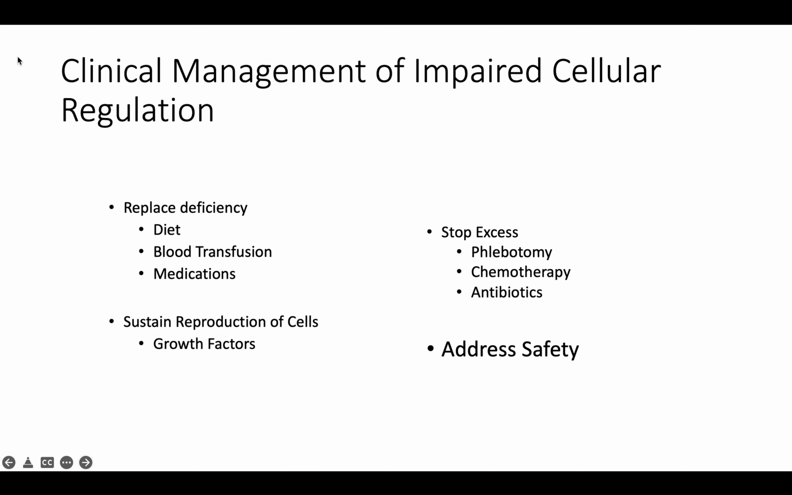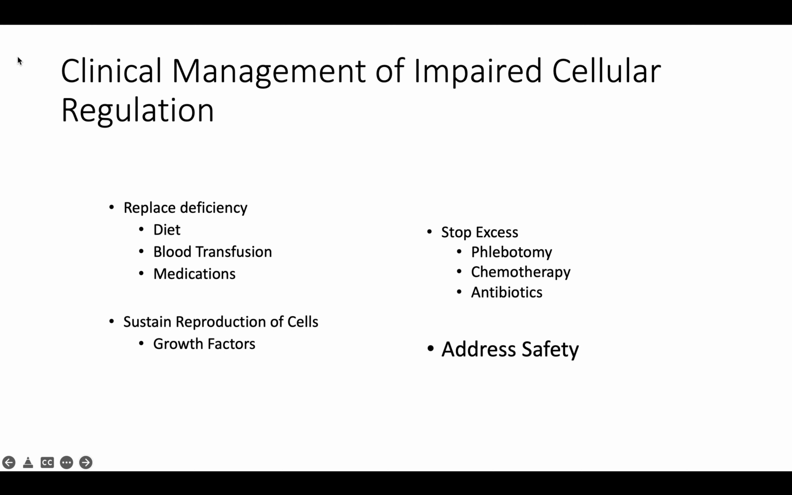Okay. So the first thing we want to do is replace the deficiency, either through diets, medications, or a blood transfusion. Okay. When we are giving a blood transfusion, we could give just platelets if that's what we needed, or we could give packed red blood cells.